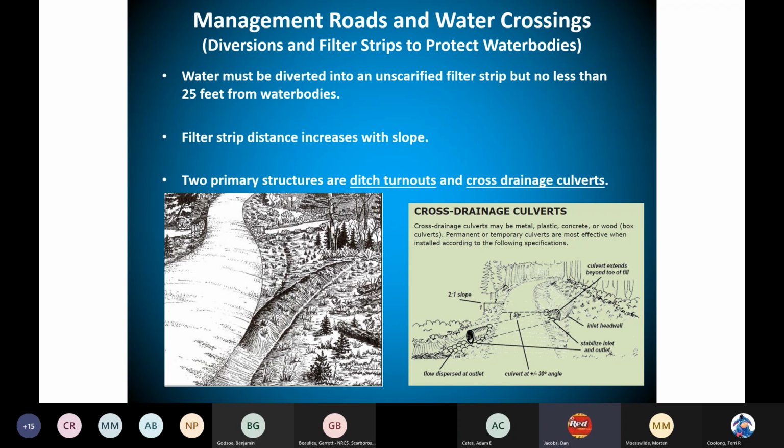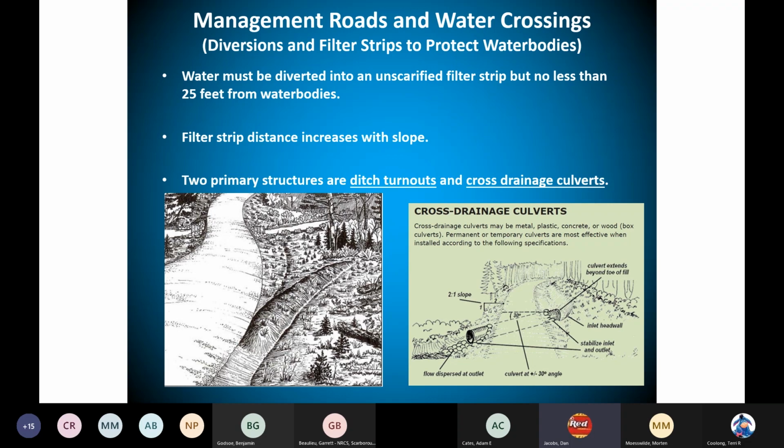Just like with skid trails, when you do a crossing of a water body, or when you have a road that's near a water body, you need to have an unscarified filter strip between the road and the water body. And you need to divert water outside of the filter strip. So I realize that this is not the greatest picture on the left-hand lower side here, but what we have is a road segment, a stream crossing here. You can see the stream down below. You can see that there's a wooded area between that stream and the road ditch turnout. And so that turnout is prior to the filter area for that water body. And that's what is required under Chapter 27.